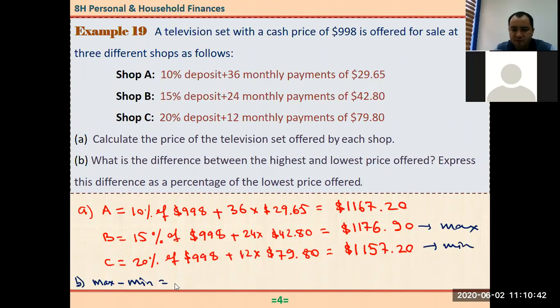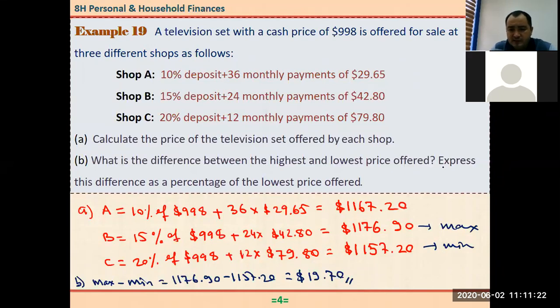So what is the difference? Difference is 1176.90 minus 1157.20. Okay, that is equal to 19.70. Okay, that is the difference between the maximum price and minimum price here.